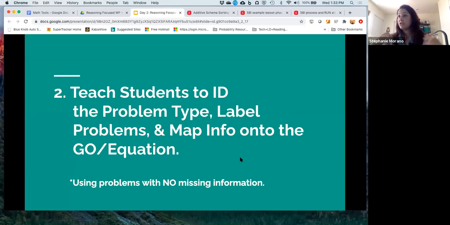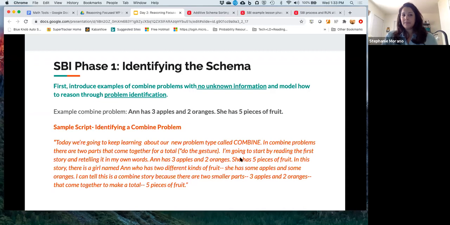So after you've introduced the schema, in this case, the combined schema, you filled out your graphic organizer with students. They know the definition. They know what the graphic organizer looks like. Then your next step is to teach students to identify the problem type, label problems, and map information onto the graphic organizer. Again, we're using problems that don't have any missing information. So what I have here for you is a sample script of what this could look like in practice.